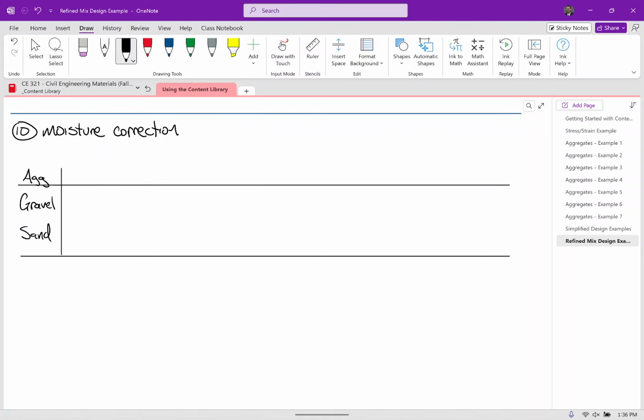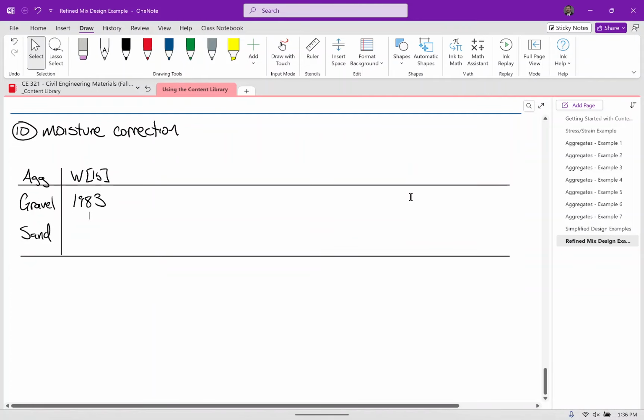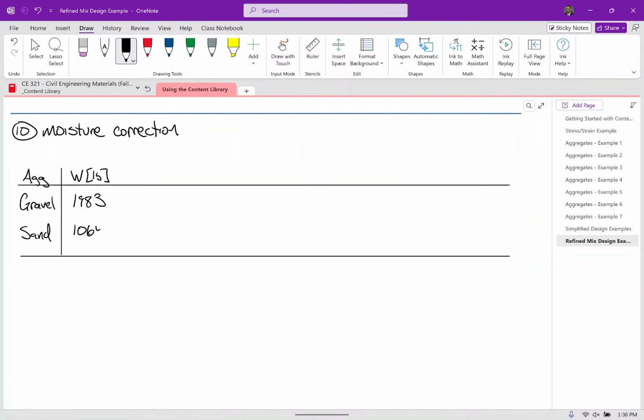Okay. So let's take a look at our aggregates. So we have weights. And remind me, this was 1983. What was this? We just calculated that. 1064.